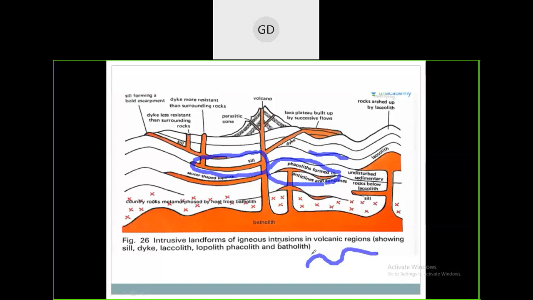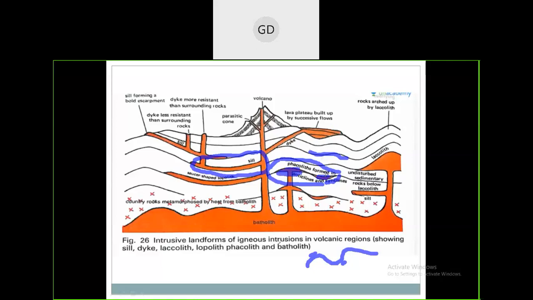So this is a trough, and this is a crest. So when the magma takes place in the form of a trough and a crest, that is known as your phacolith. That means in a phacolith, some of the magma deposits in the trough part, and also some of the magma deposits in the crest part. So this is known as your phacolith.